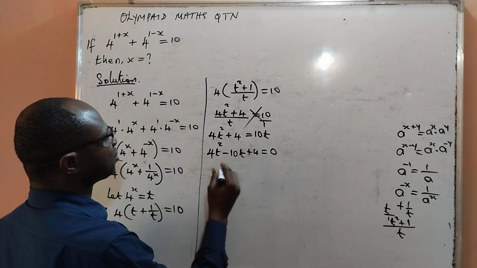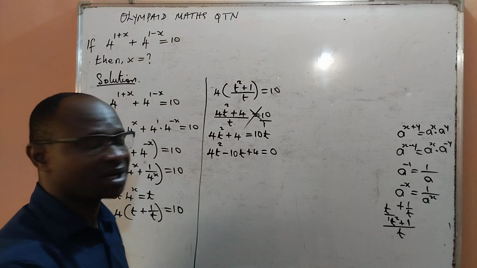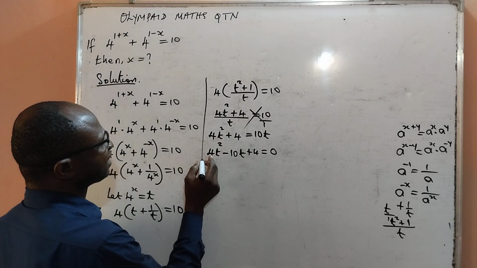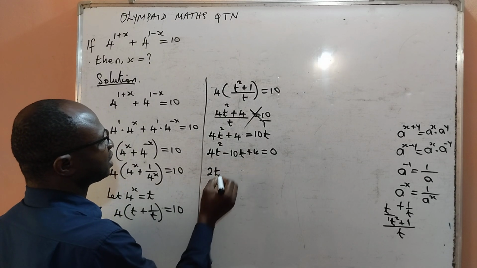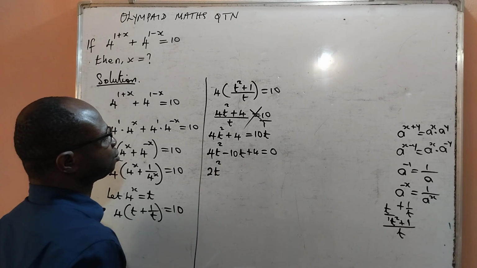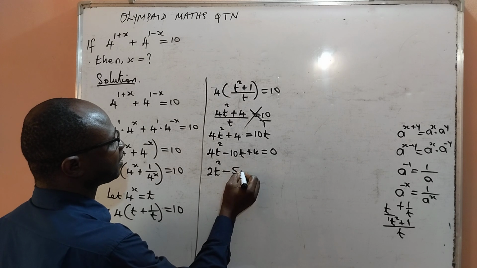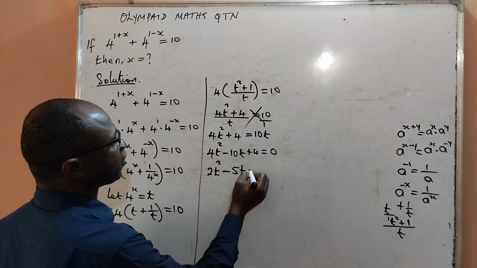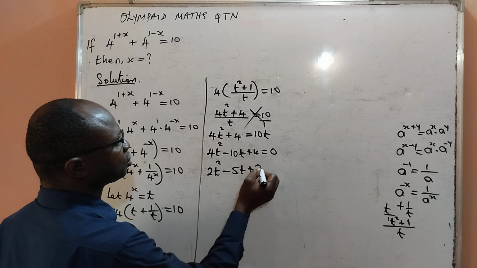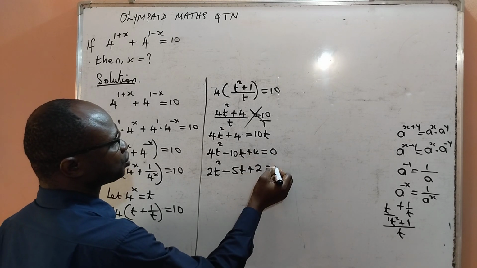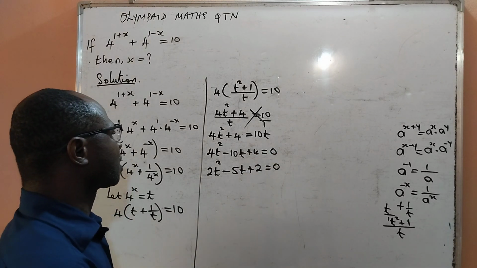Dividing everything here by 2, both the left hand side and the right hand side, I get 2t raised to power 2. Divide minus 10t by 2, I get minus 5t. Divide plus 4 by 2, I get 2, and when I divide 0 by 2, I will still get 0.